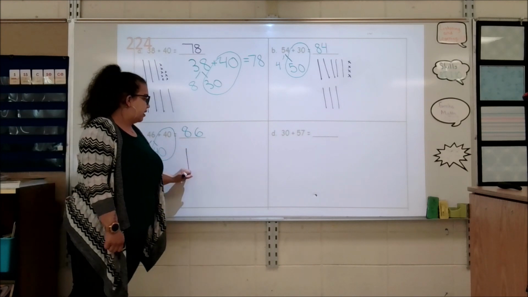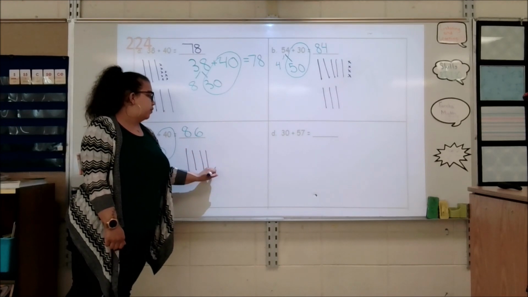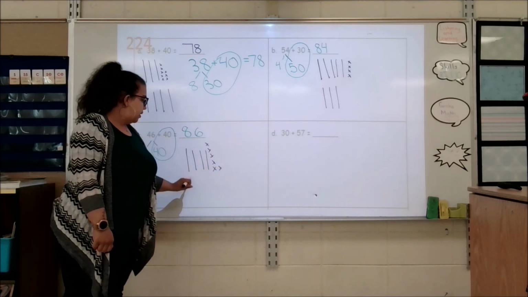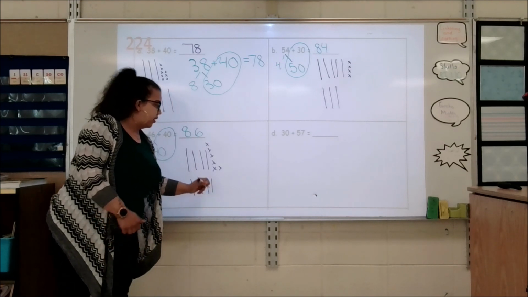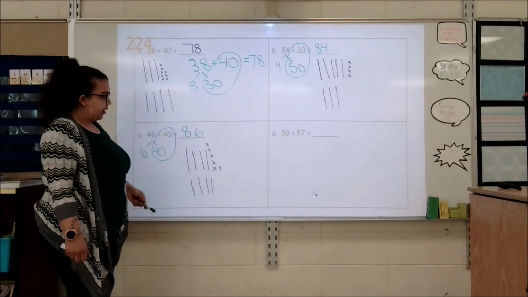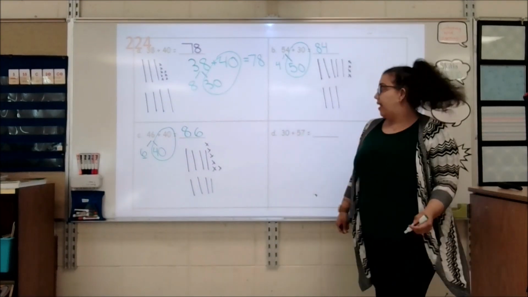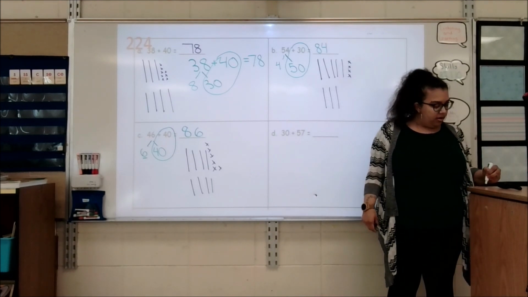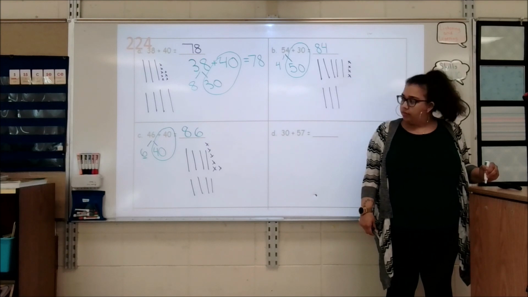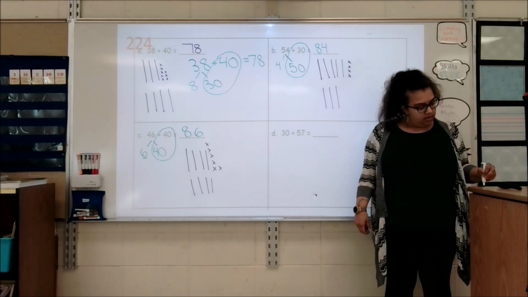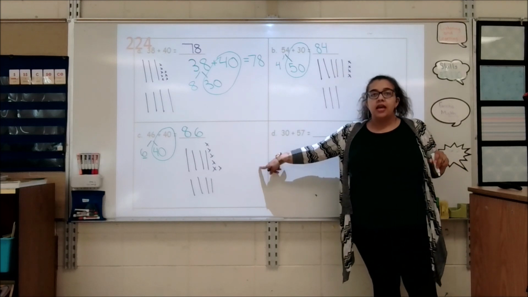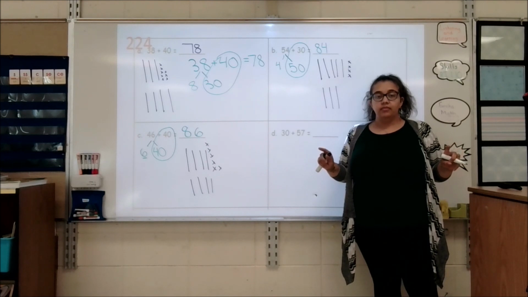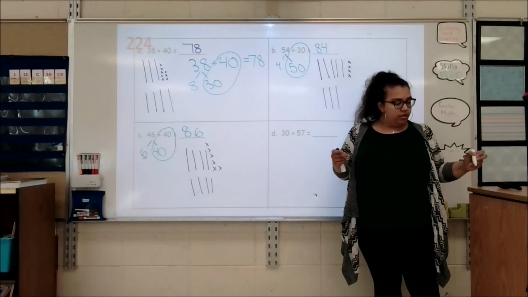86. Again, 10, 20, 30, 40, 41, 42, 43, 44, 45, 46. Group together my tens. I've got 8 tens, which is 80. And then I have 6 ones because I didn't add any ones. I didn't take away any ones. I left it alone. And we see that our pictures and our numbers match? Yes, our pictures and numbers match. Good.